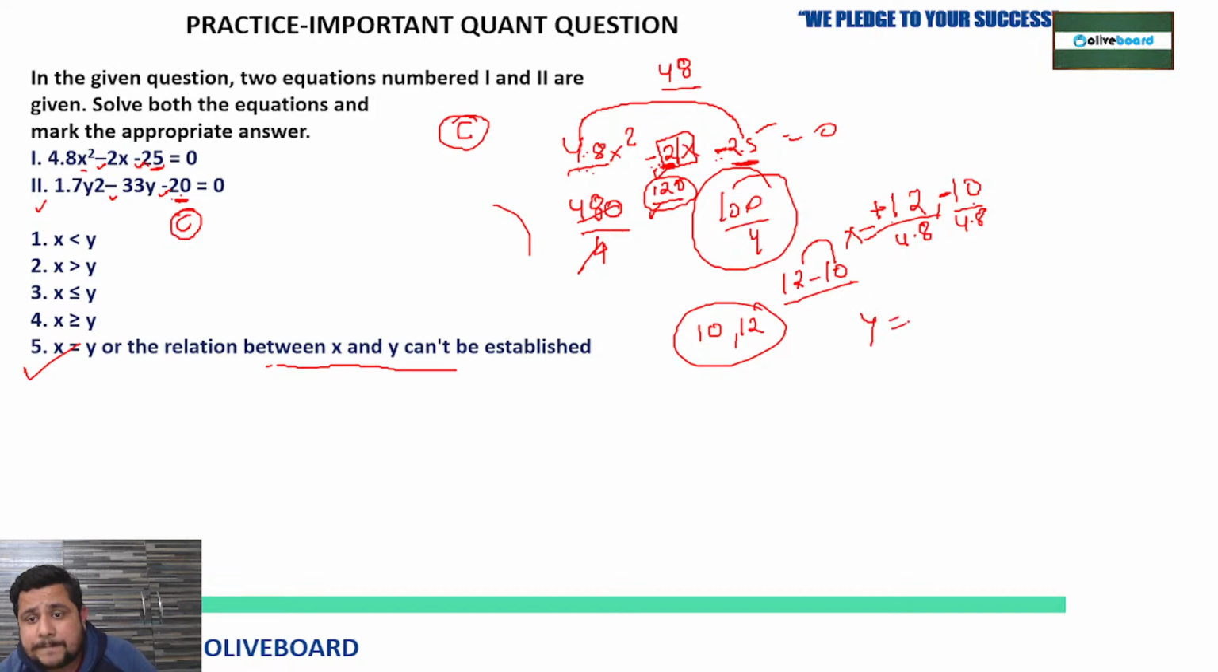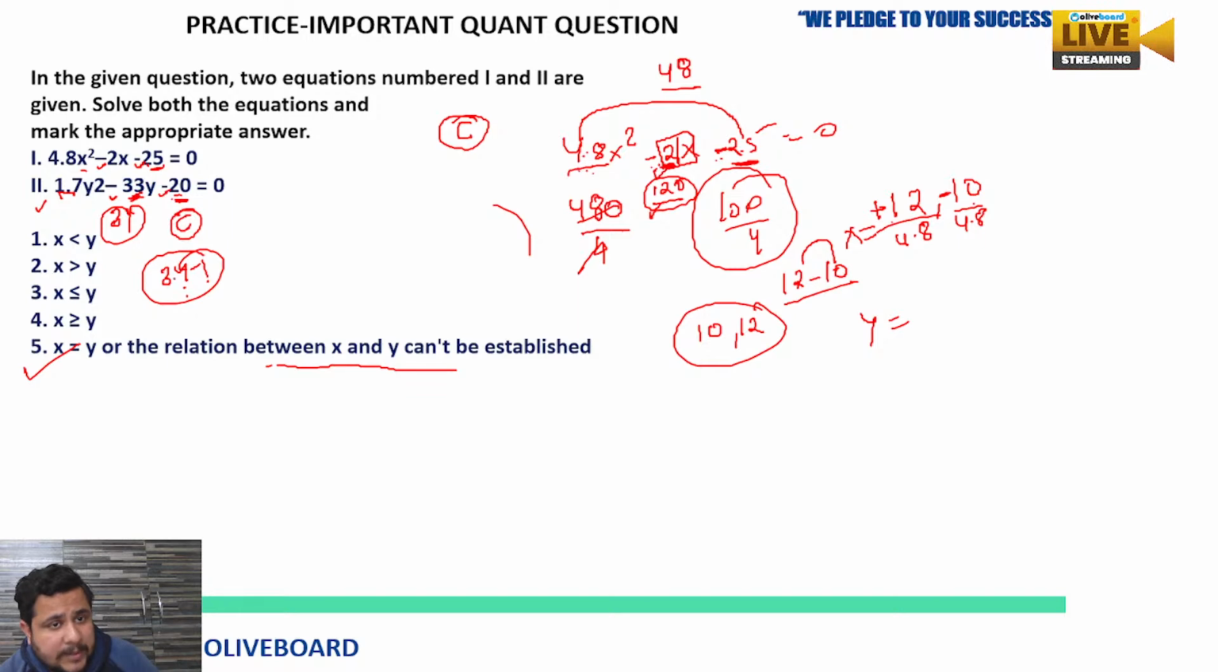Now y. For y, 1.7 into 20 gives 34. So break 33 into two parts: 34 minus 1 gives 33, and 34 multiply 1 gives 34. So our roots will be 34 and 1. As we know, with minus and minus signs, the first will be positive and second negative. So 34 upon 1.7 and minus 1 upon 1.7. These are the values of y.